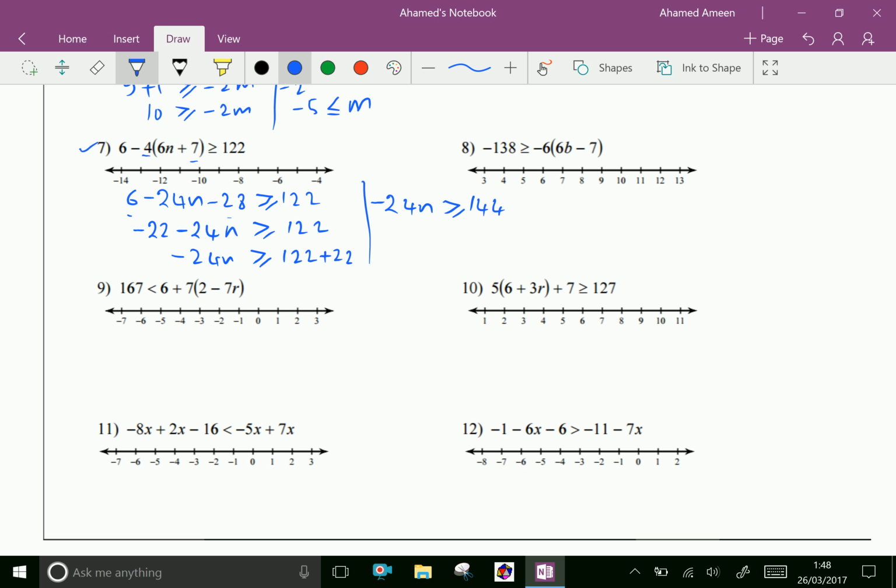Then n is less than or equal to 144 over minus 24, which is minus 6. Therefore, n is less than or equal to minus 6.